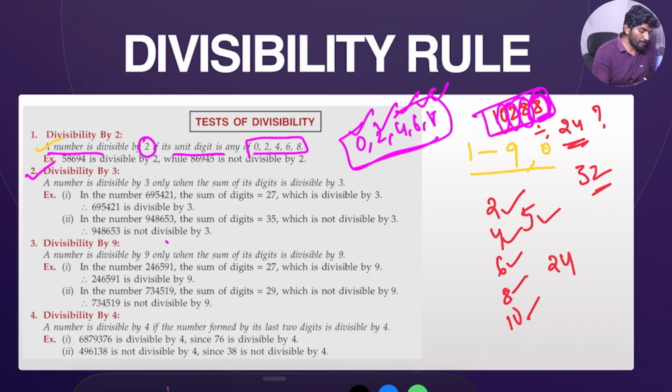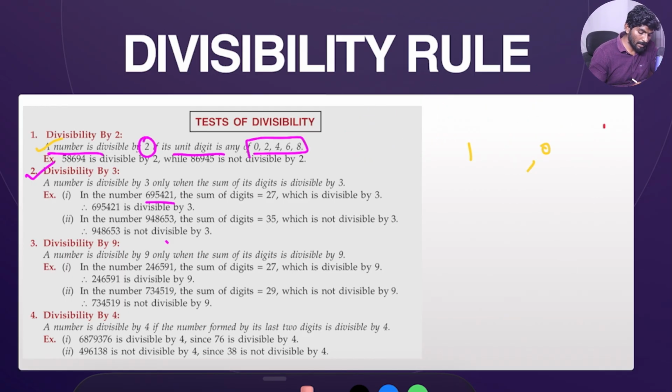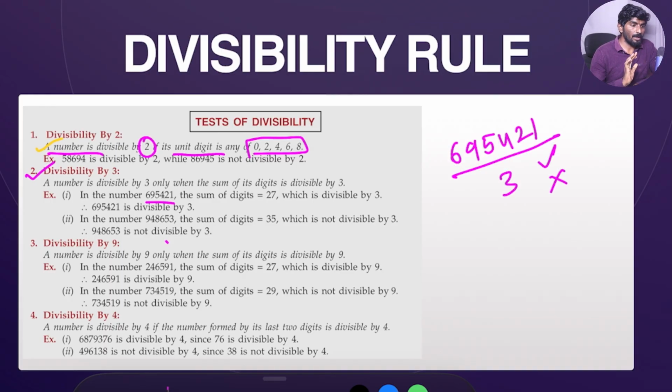What is the divisibility rule of 3? If a given number should be divisible by 3, then what is the rule for it? The rule is that you have to calculate the sum of all the digits. Please remember one thing. Here, what is given? 695,421. This is the number. Is it divisible by 3 or not? How can you say? Will you do it like this?